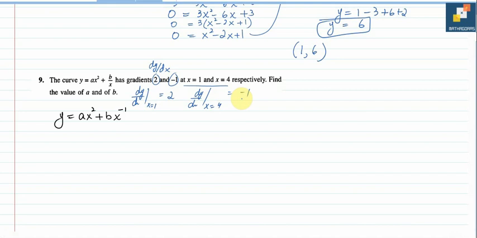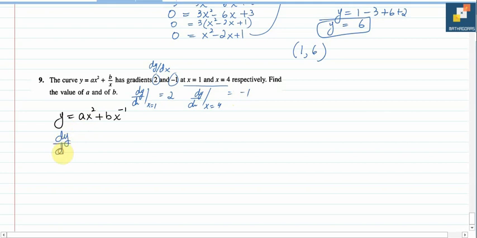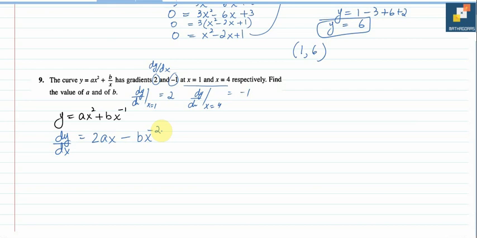So firstly I need to differentiate the equation. So dy by dx equals 2ax minus bx to the power minus 2. So I did the differentiation directly with all the steps we have learned in the last couple of classes, that is, to write the power first, subtract 1 from the power. After that we need to substitute the value of x here.